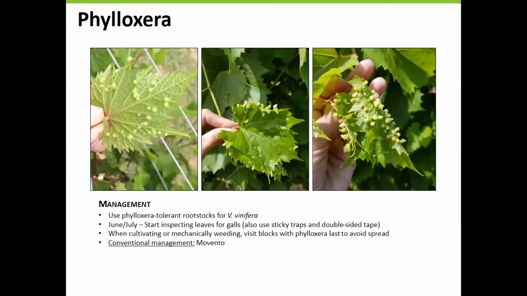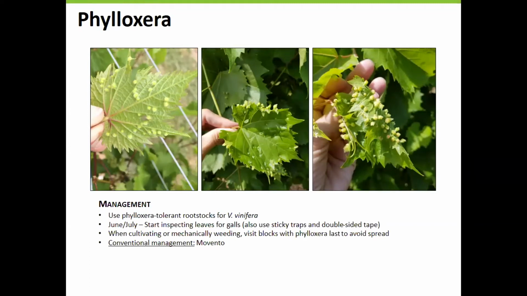And it is, I agree, disconcerting. So I don't have a lot to offer on this pest, and I know a lot of folks are concerned. For vinifera, which is very vulnerable to this pest, the only solution at this point in time is phylloxera tolerant rootstocks.